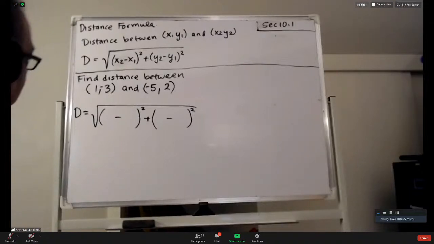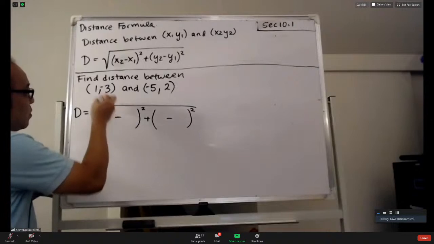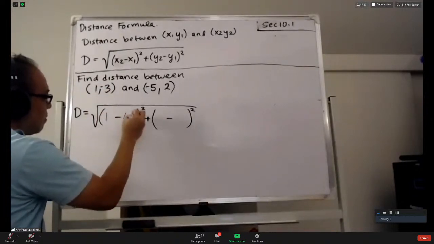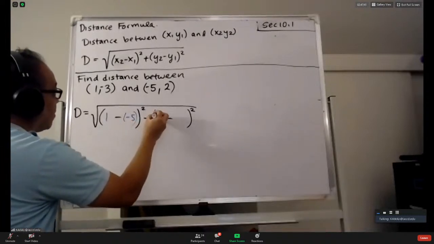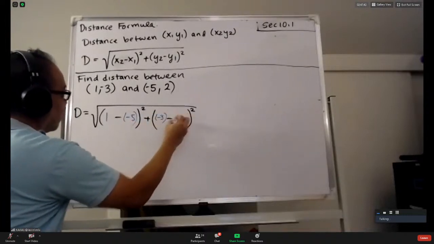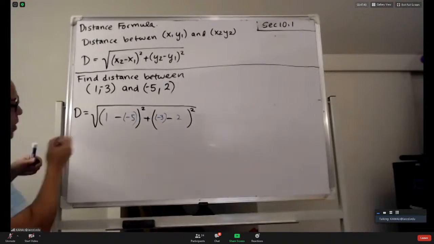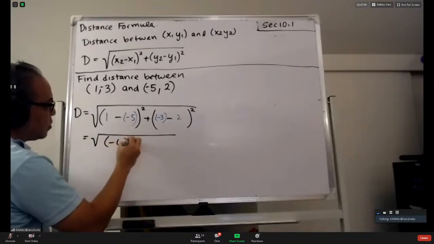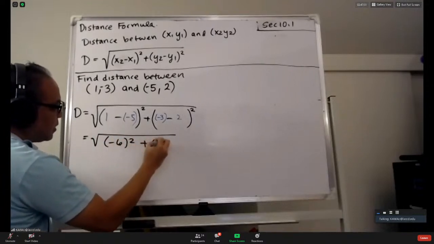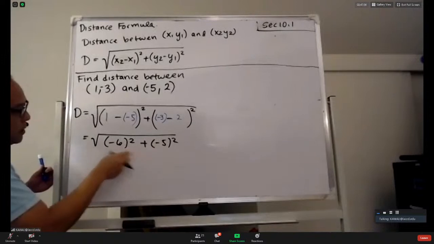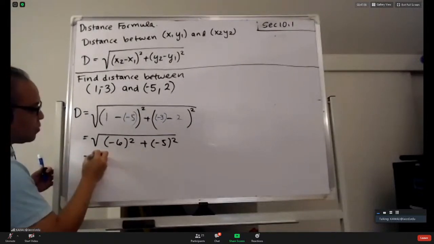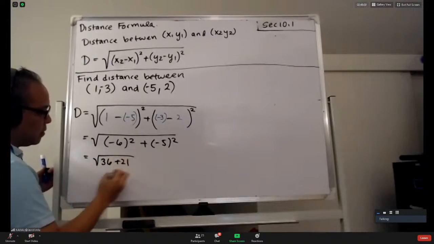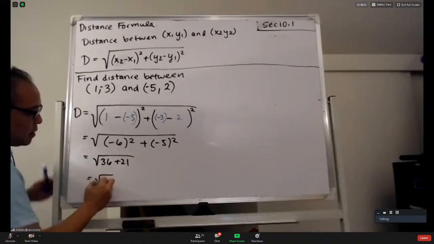Let's take a look at this. Put the x's together, put the y's together. You end up getting -6 squared plus -5 squared. Now these will become positive. The inside of this will always be positive. And then done.